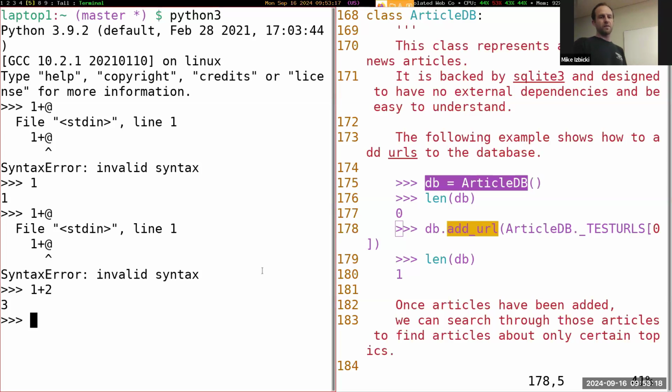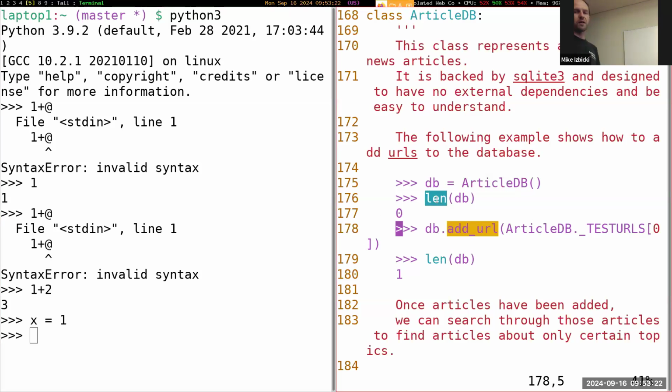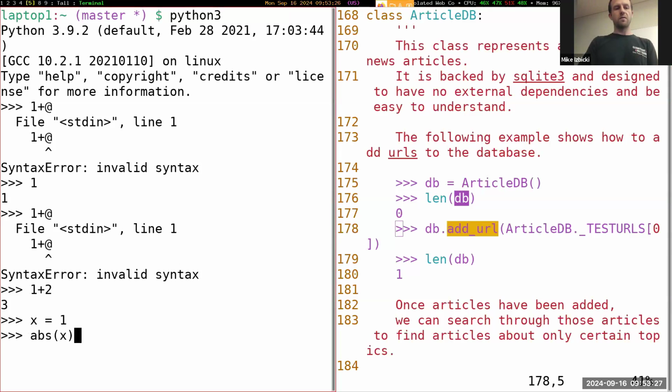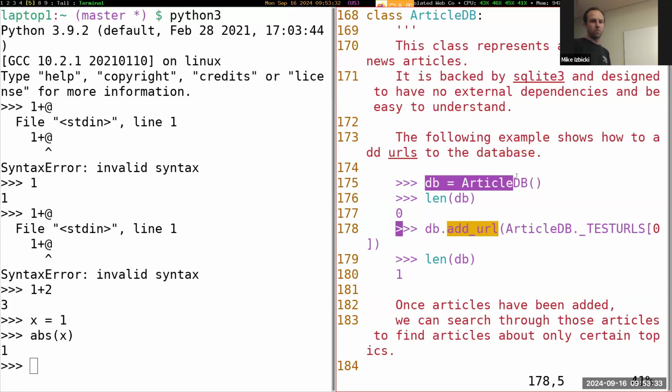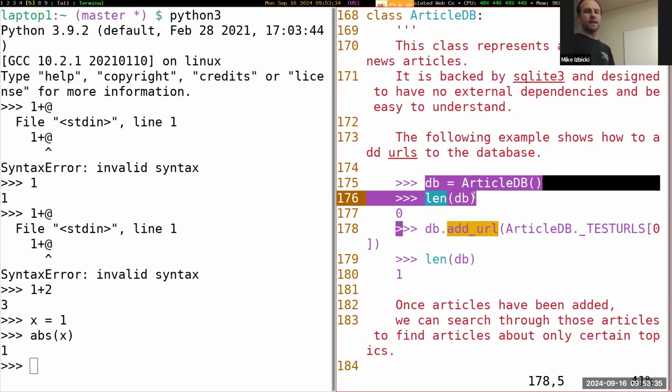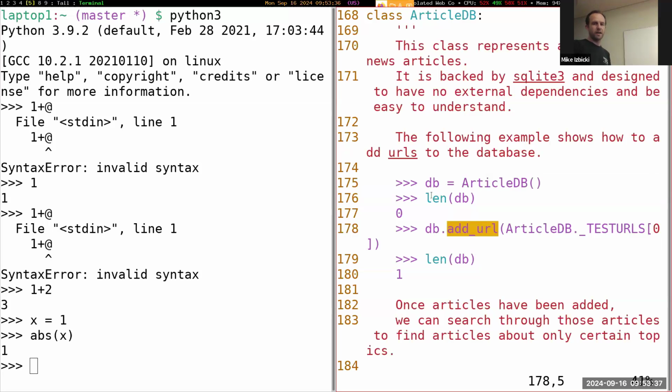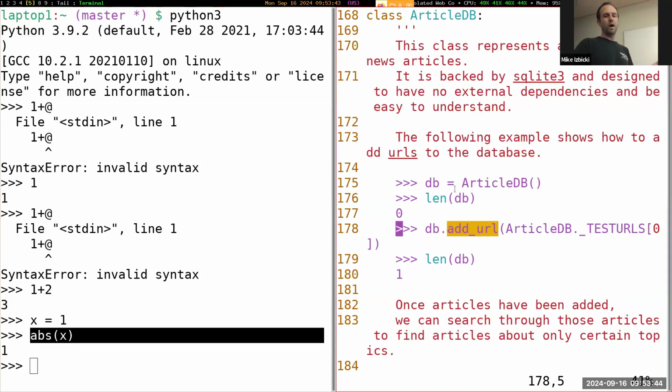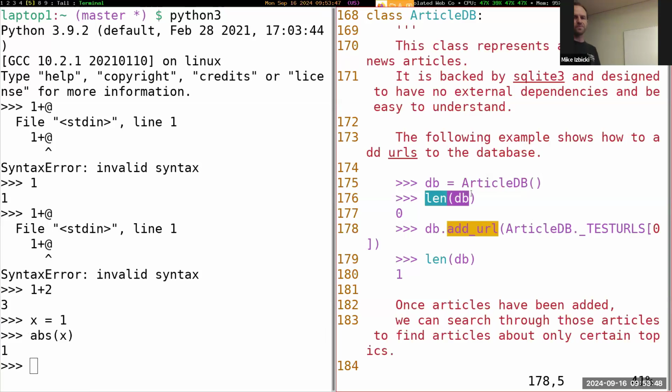It has no output because in Python, when you assign something to a variable, that has no output. But then you can do some sort of function on that variable. So maybe the absolute value of x, and that does have some output down here. And so one of the nice things about doc tests is it allows you to write relatively complicated tests that look just like a session that somebody using Python would be walking through to just test exactly how your library is working, what it's doing.